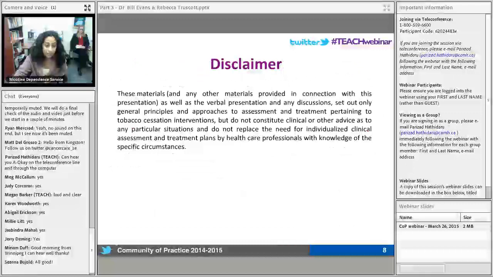As a disclaimer, these materials, as well as any of the verbal presentations or any of the chat discussions that happened during this webinar, are really only set out as general principles and approaches to assessment and treatment pertaining to tobacco cessation interventions. They do not constitute clinical or other advice to a particular situation and do not replace the need for individualized clinical assessment and treatment plans.